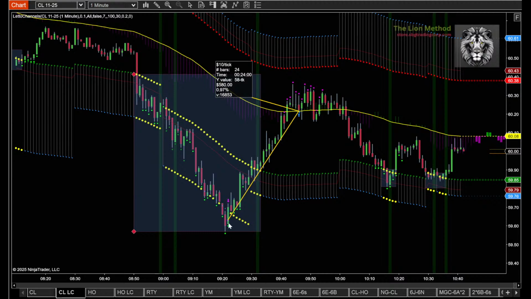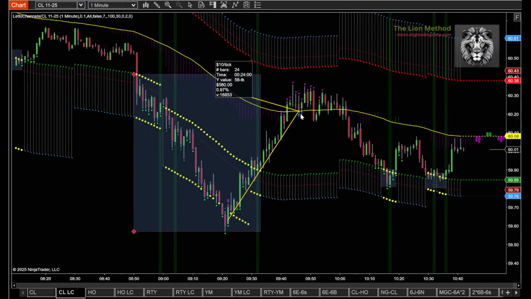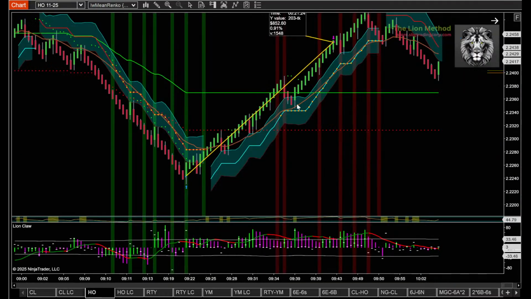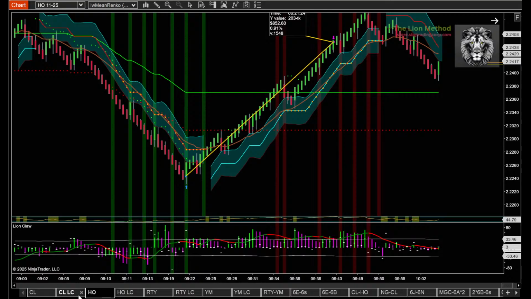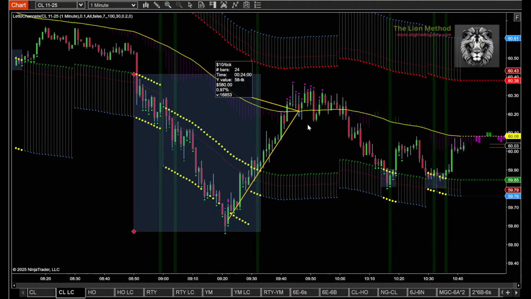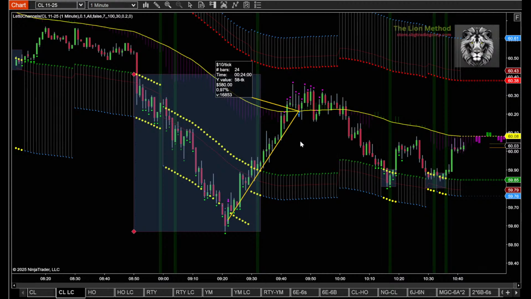So I went in together. Both of them got in together at the same moment in time, but I did leg out of the spread. So I got out of the heating oil when it hit my target line, and I got out of the crude position when it retraced back to that target line. It was only about 2 or 3 minutes later, I believe. Let's see, what moment was this? This was about 9:43. This got out at 9:46, so about 3 minutes later.